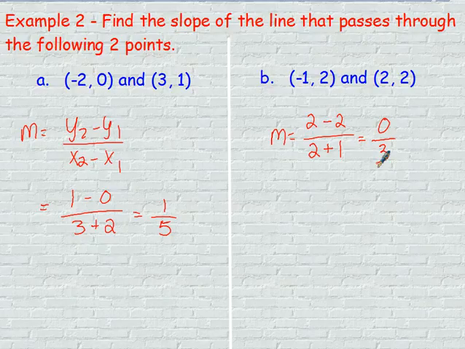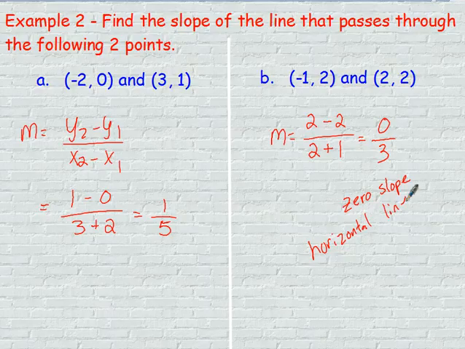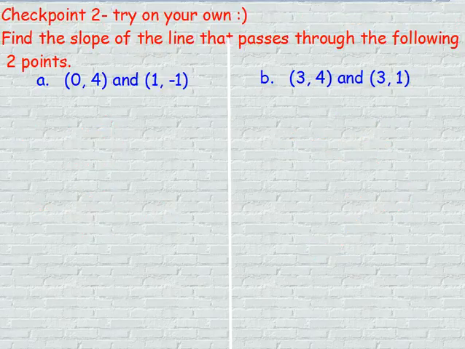So what kind of line has 0 in the top? It's a horizontal line. Very good. This is what we call a 0 slope. It's a horizontal line. So 0 on the top, okay. 0 on the bottom, not okay. Does everybody got that? Any questions so far? Too easy, right? Do me a favor, you try it.